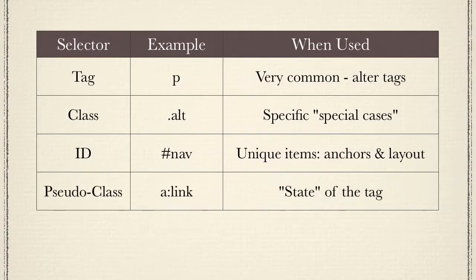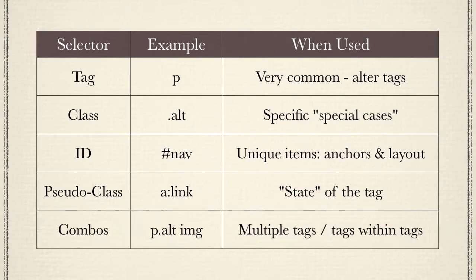We also have our pseudo classes, where those are just assumed. I don't have to change my HTML at all. It's more tied to the state of the tag. Is my mouse over it? Has that link already been visited? And again, we also have our combos, which is used with multiple tags and tags within tags. Again, those are ones that we'll have to work with to get used to, but once we've worked with them a little while, I'm sure that you'll get the hang of it.